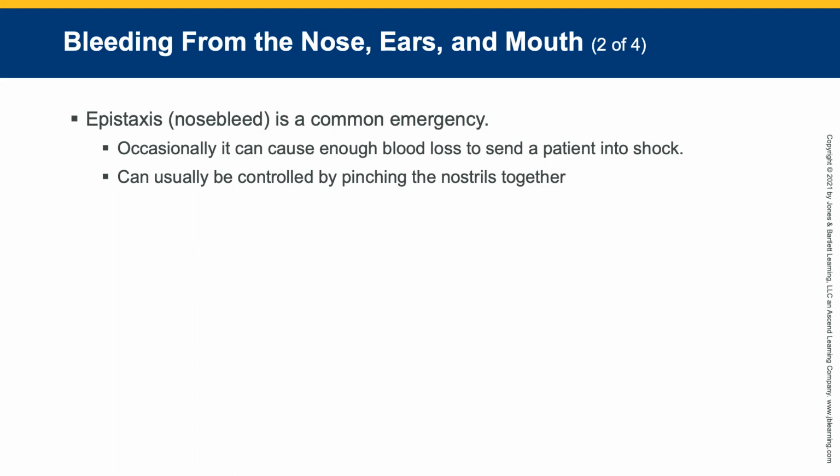Most non-traumatic nosebleeds occur from the site of the septum, the tissue dividing the nostrils. You can usually handle this type of bleed effectively by pinching the nostrils together and having them lean forward. Don't let them lean back, because they'll start swallowing that blood.